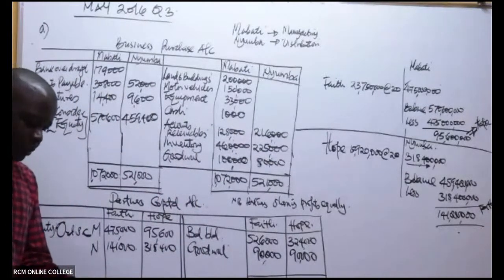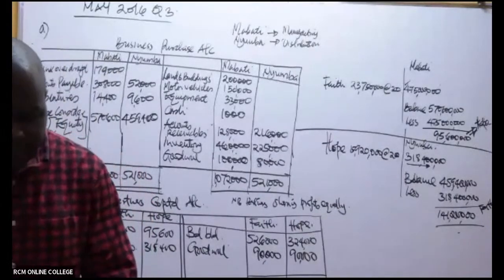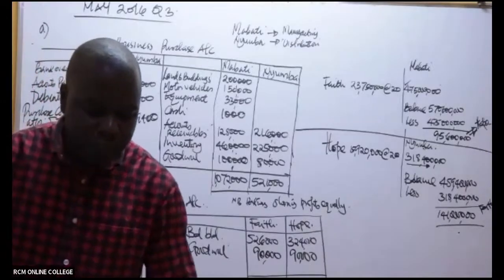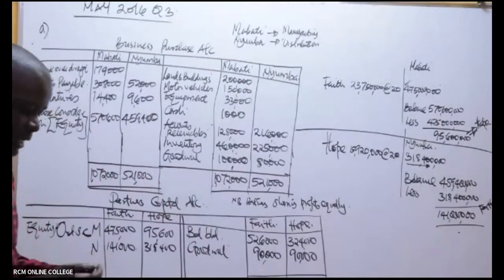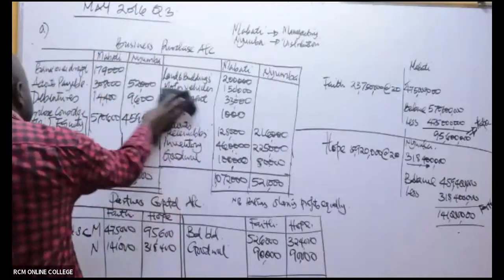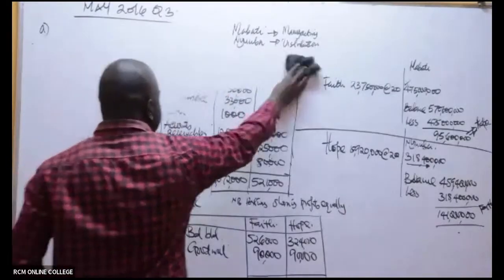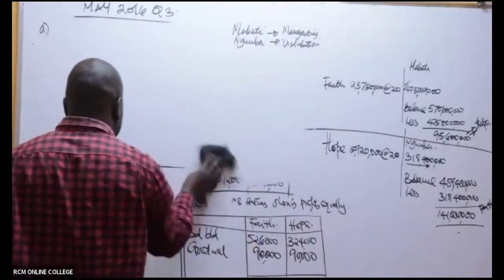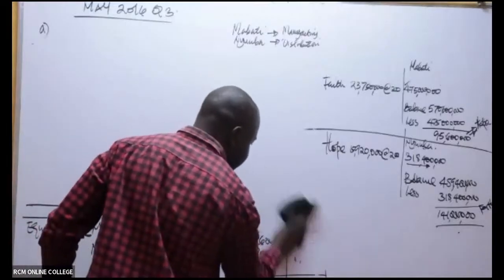So those are the partners' capital accounts you prepare. The next one you are called upon to prepare is the bank account. A bank account only shows how money comes in and how money goes out of the company. When money comes in, you debit. When money goes out, you credit. That is what a bank account or a cash account does.